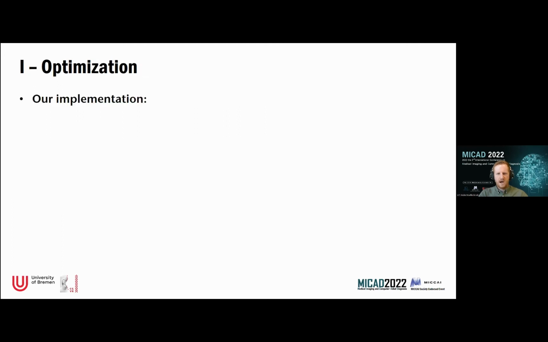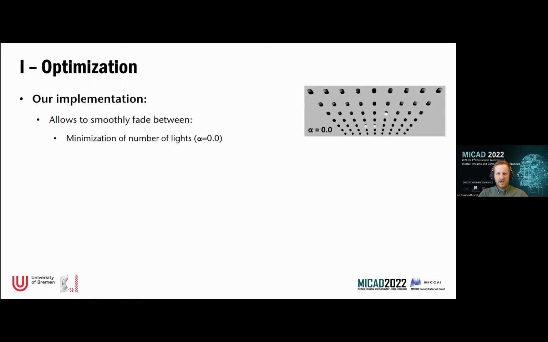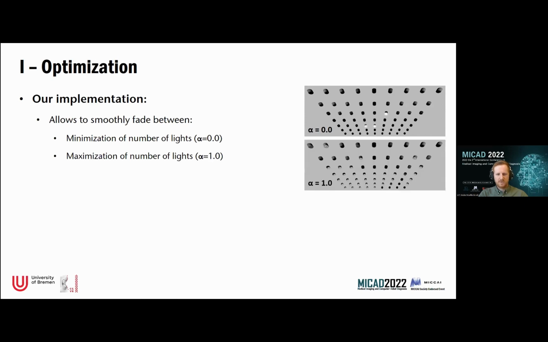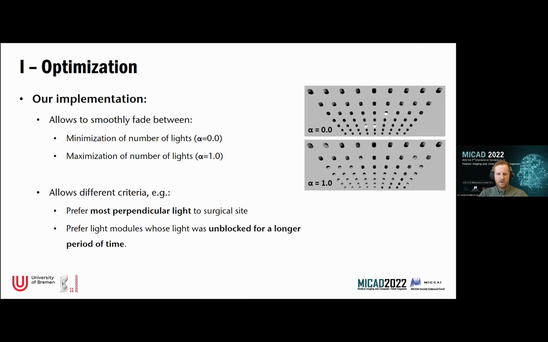modules. Our implementation of the intensity optimization allows us to smoothly fade between minimizing the number of lights simultaneously used, as seen on this image, and maximizing the number of lights, as you can see here. Furthermore, it is possible to set different criteria of optimal lights. For instance, prefer the most perpendicular shining light module or the light module that was unblocked for the longest time.